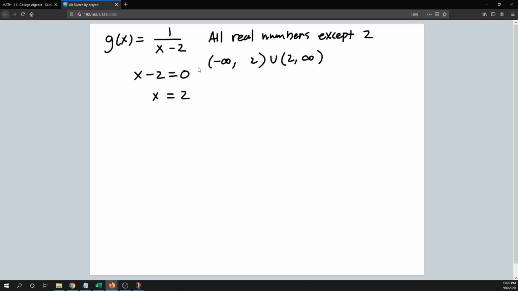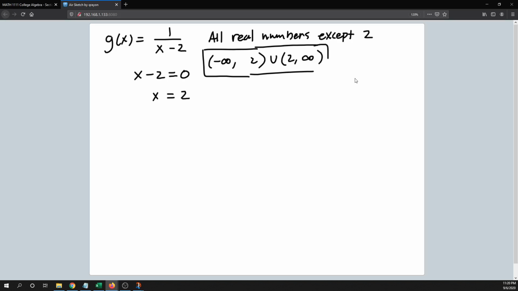So the interval from negative infinity to 2, not including 2, that's all the numbers less than 2. And then 2 to infinity, that's all the numbers that are greater than 2. And so that would be the answer. This is the domain of that function.